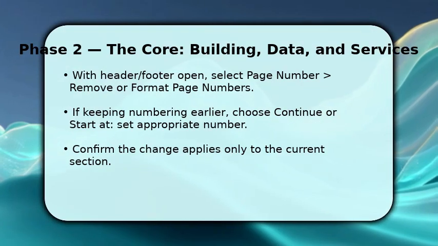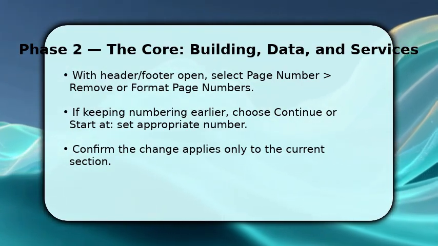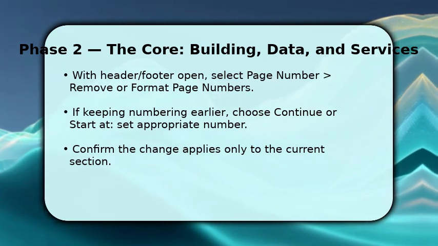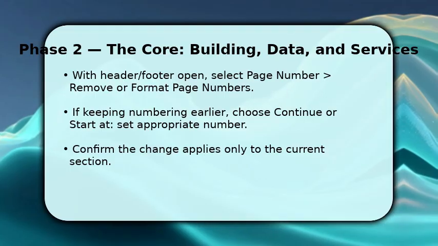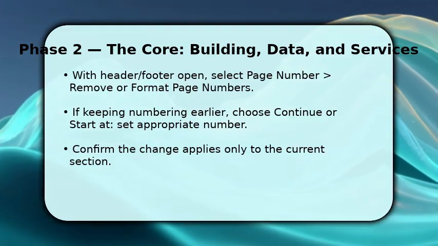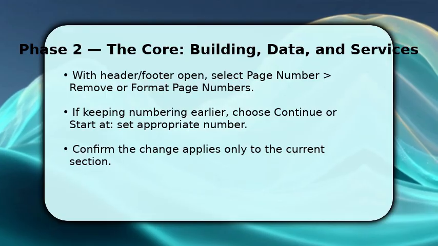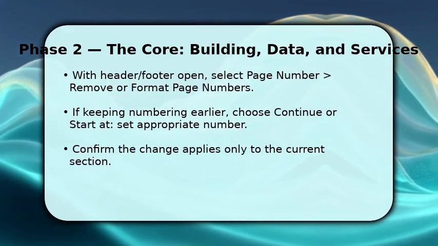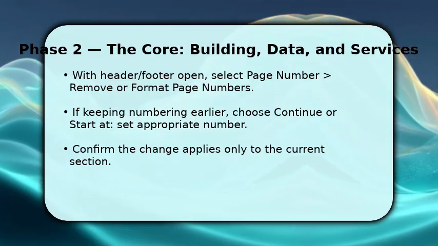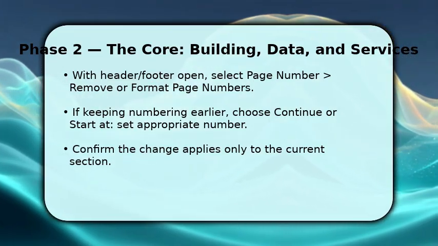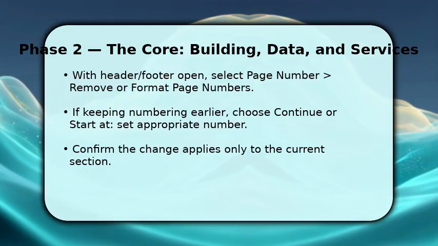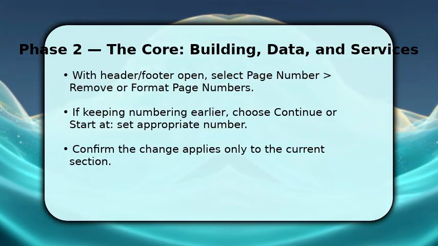Now control exactly how numbering behaves. With the header or footer active in the new section, choose Page Number and either remove page numbers or format page numbers to reset numbering. If you want the previous section to retain numbers, choose Continue from Previous. Otherwise, pick Start At and set a value. Make sure you're editing only this section. The earlier unlinking ensures that. This step stops numbers from appearing after your chosen point, while preserving the rest of the document's layout.